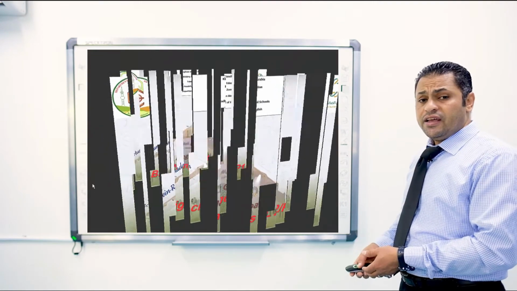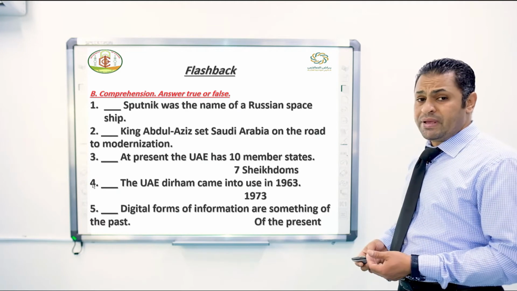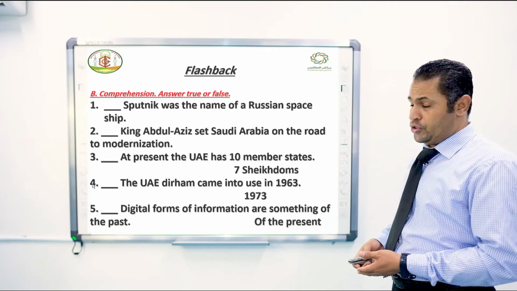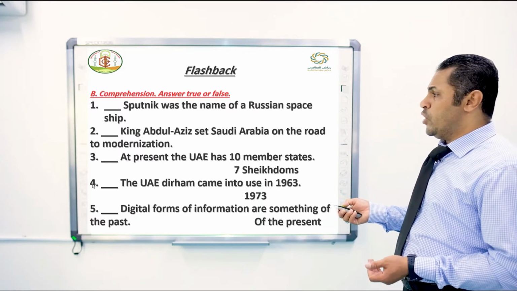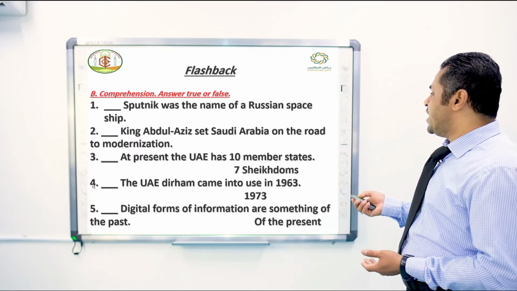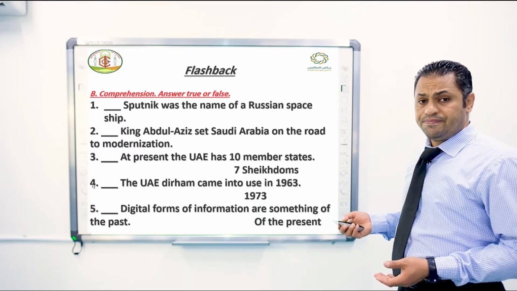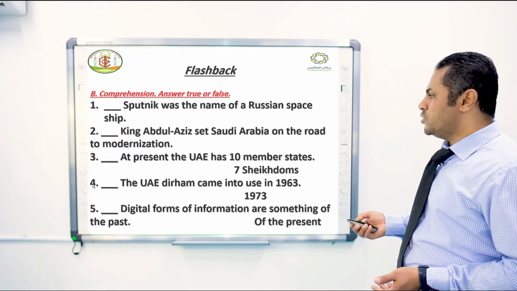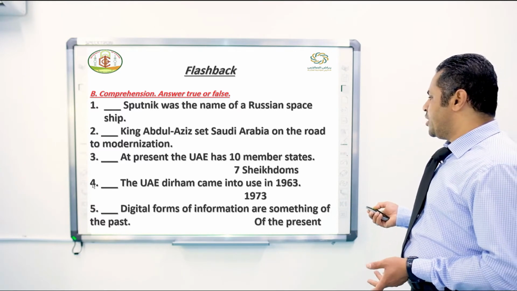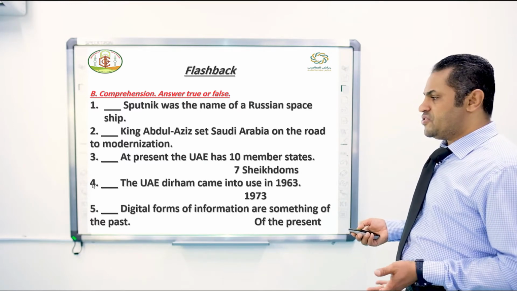But firstly, let's have a flashback for lesson 1. Try to remember the information we have studied before. Answer true or false. Number 1. Sputnik was the name of a Russian spaceship. Is it true or false? Remember? Yes, that's right. Number 2. King Abdulaziz set Saudi Arabia on the road of modernization. Yes, that's right.